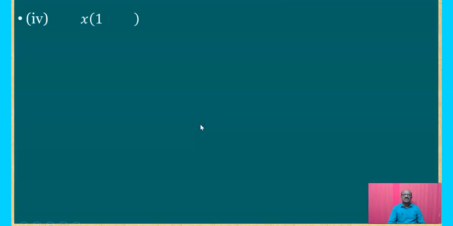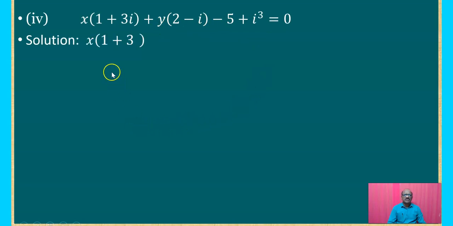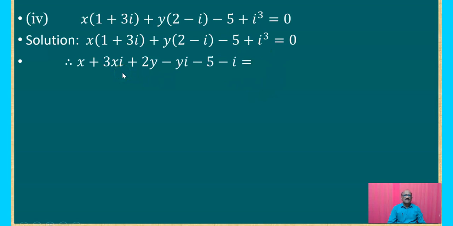Next example, number 4. x(1 plus 3i) plus y(2 minus i) minus 5 plus i cube is equal to 0. Again, the simplification. x(1 plus 3i) plus y(2 minus i) minus 5 i cube is equal to 0. Normal multiplication: 3 into 1, 3 into 3i, 3xi; 2 into i, 2i; y into minus i, minus yi; minus 5, i cube is minus i, that is equal to 0.